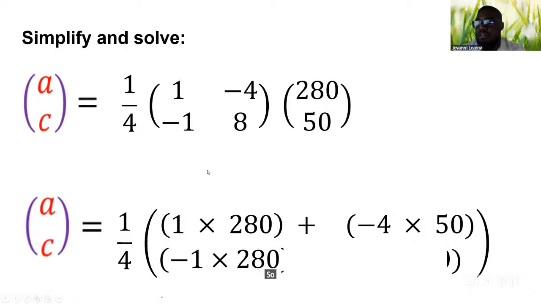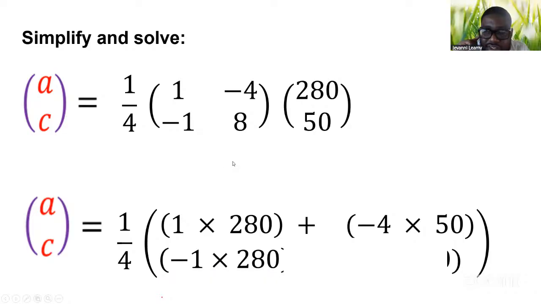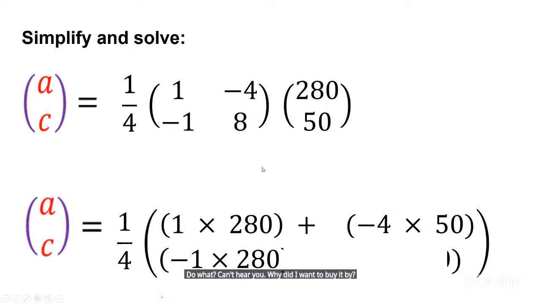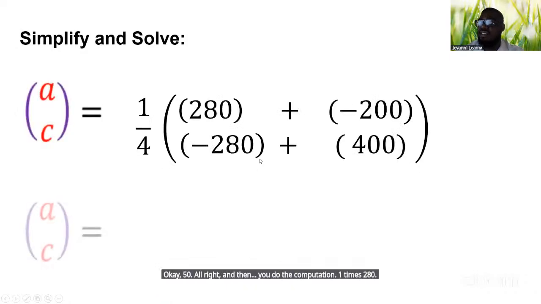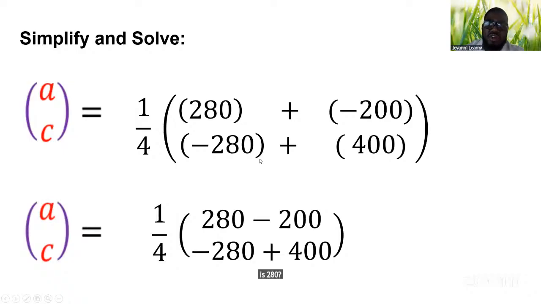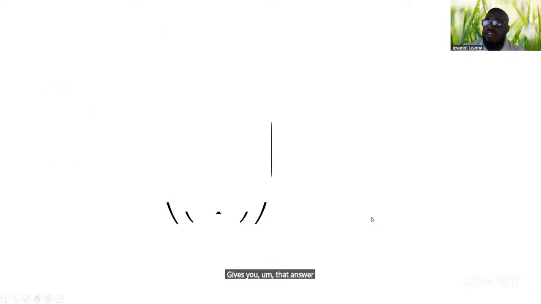So it's -1 times 280 added to, what would I multiply the 8 by? 8 times 50. Okay, 50. All right, and then you do the computation. 1 times 280 is 280, and then we have minus 200, -280 plus 400. So we have further computations to do. 200 from 280 is 80, and -280 added to 400 gives you 120.